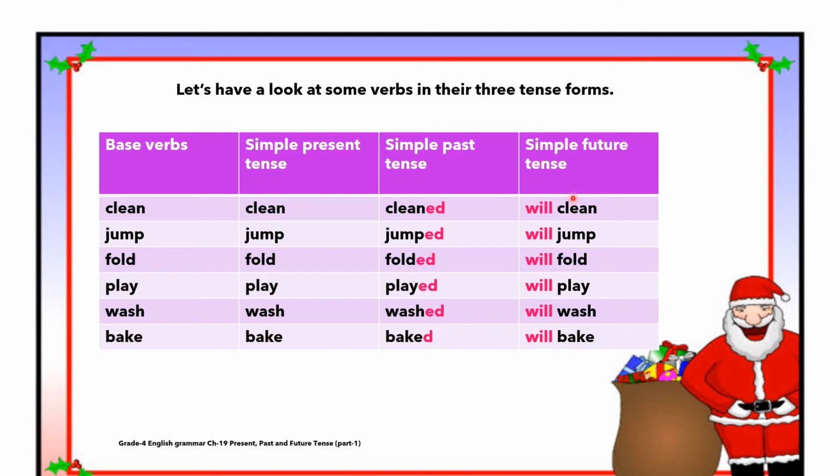And in the last column, simple future tense tells us that the action will happen in the future. For that, you have to add will in front of the verb or before the verb. Will plus clean, will plus jump, will fold, will play. Understood?